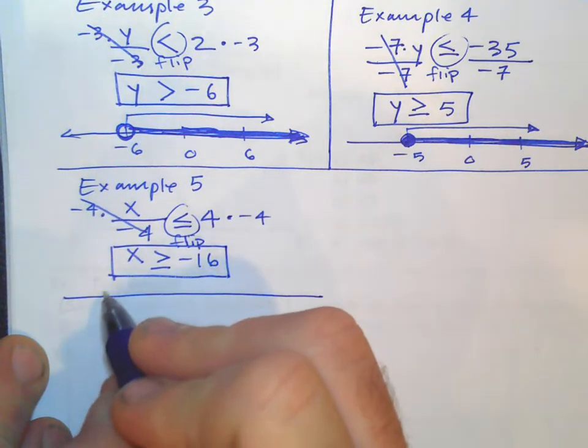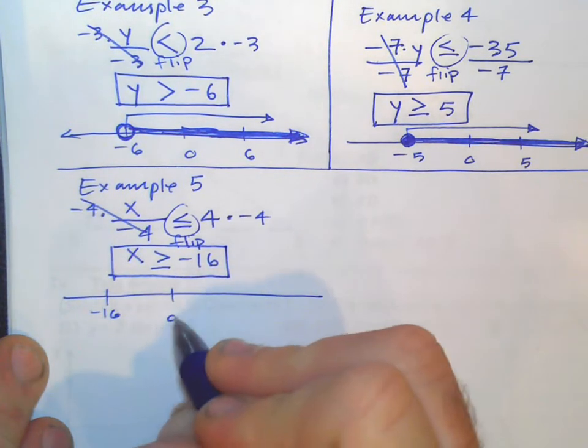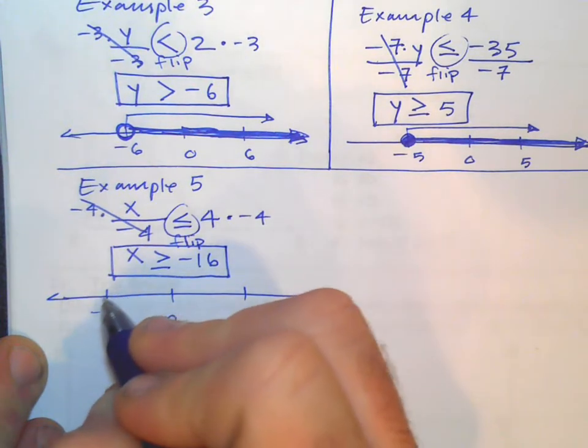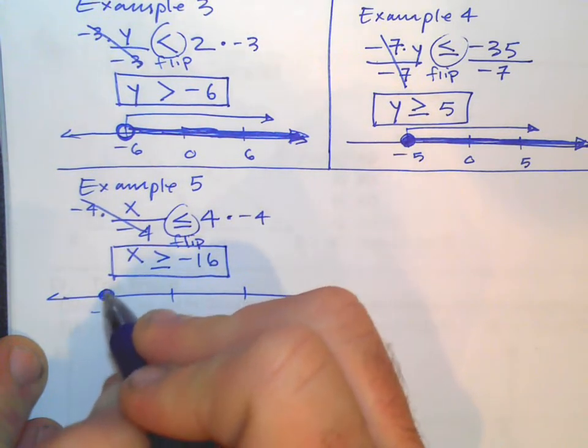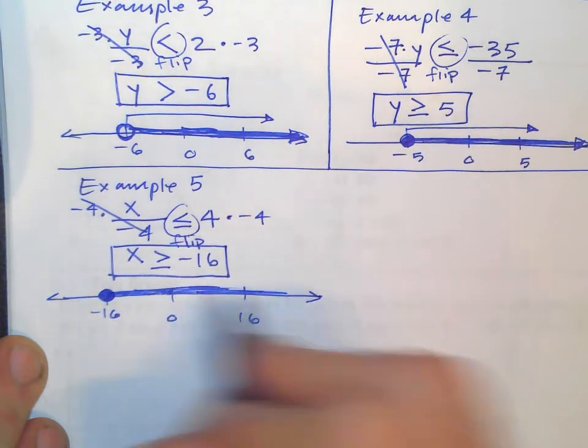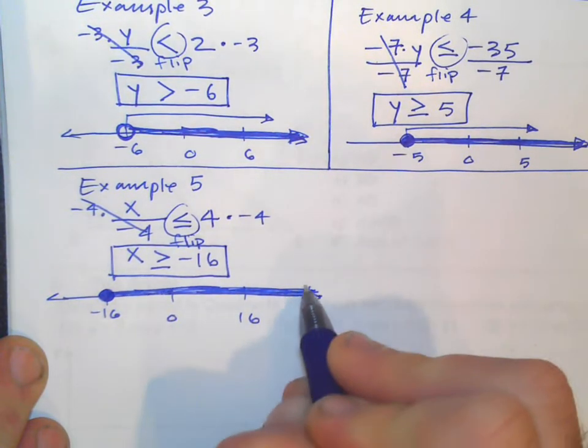So negative 16, 0, 16, solid dot at negative 16, or equals to. Got to fill it in. It's the same as shading the line. You know, when I shade the line to show where our answers are, a solid dot is a shaded dot.